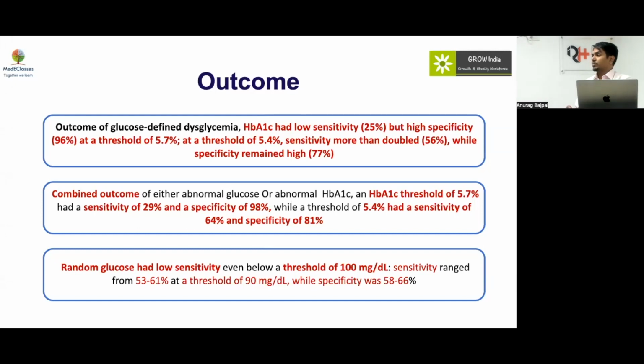So they did not look for 70 because it doesn't make sense. 100 is already very low. There's no point looking at 90. How many of them will be above 90? Everybody will be above 90. Then you start getting unnecessary workups. So what they're saying is that random sugar is basically useless in terms of evaluation.